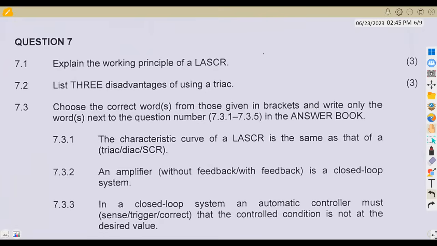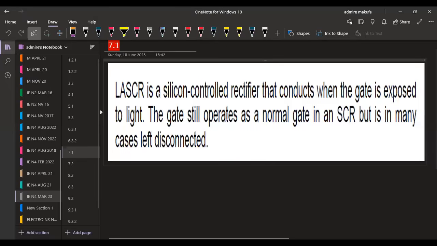All right. So here we have the LASCR, a light-activated silicon controlled rectifier that conducts when the gate is exposed to light. The gate still operates as a normal gate in an SCR, but in many cases it is left disconnected. So that is what we have on the operation.